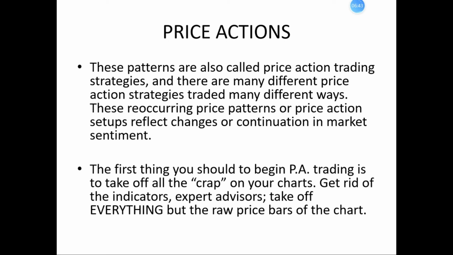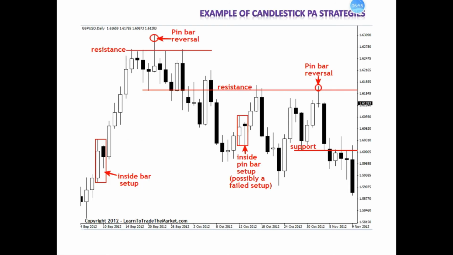The first thing you should do when beginning price action trading is to take all the crap off your charts. Get rid of the indicators and expert advisors, and take off everything but the raw price chart. This is an example of a candlestick price action strategy. Since we are using candlestick charts, we need to study all the candlesticks. I will be doing classes on candlesticks, from the very beginning on how to read a single candlestick, and also the reversal and continuation candlesticks in other classes.